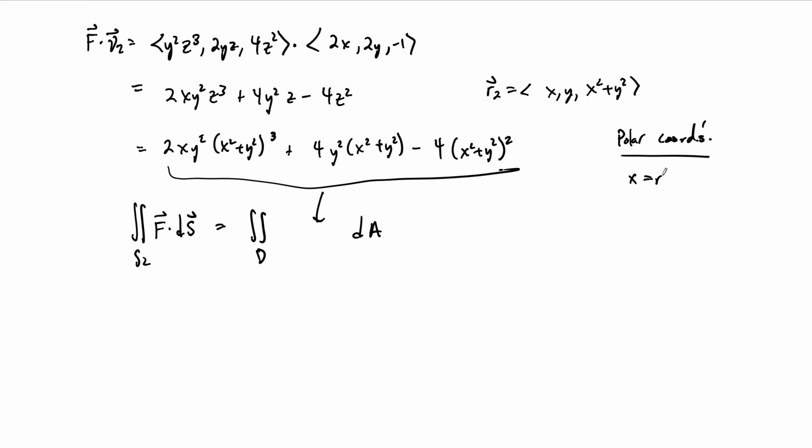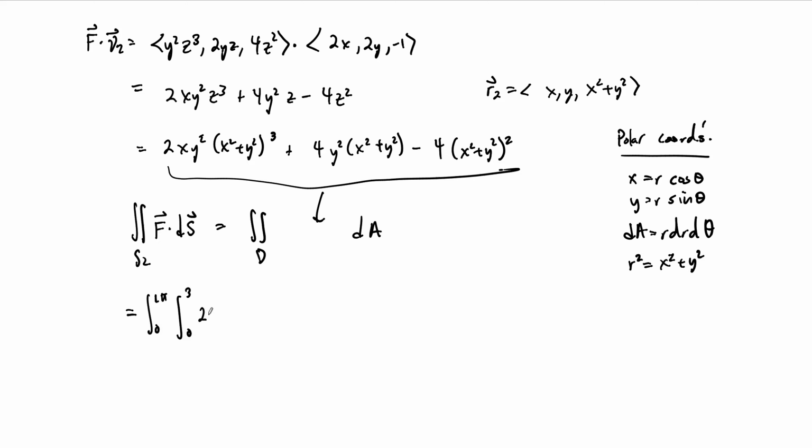Remember polar coordinates, x is r cosine theta, y is r sine of theta, dA is r dr d theta, and r squared is equal to x squared plus y squared, etc. So we have all these different polar coordinate formulas. What we end up with then is a double integral 0 to 2 pi, 0 to 3. So the radius of the disk is 3.